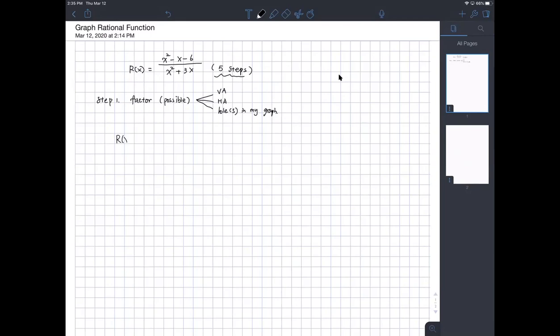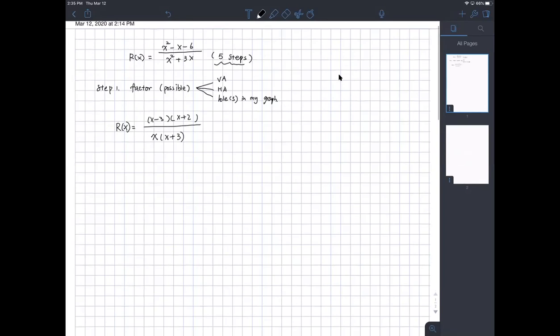Now in this case, my numerator is a trinomial, x squared minus x minus 6. This one we're going to factor as x minus 3 and x plus 2. It's trinomial factoring. For the denominator, we have x squared plus 3x. Both terms have x, so I'm going to factor out x and I have x plus 3. Now I check if I need to cancel out or simplify any term from the numerator and the denominator. In this case, I do not have to simplify anything, which means there is no hole or holes in my graph.